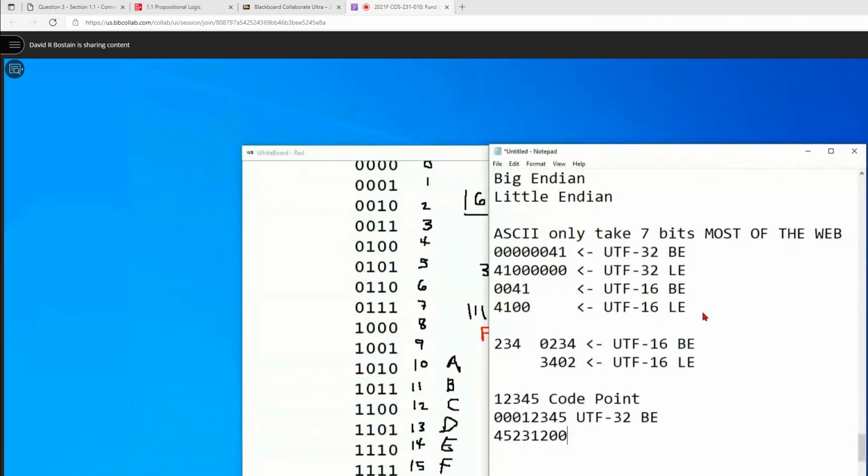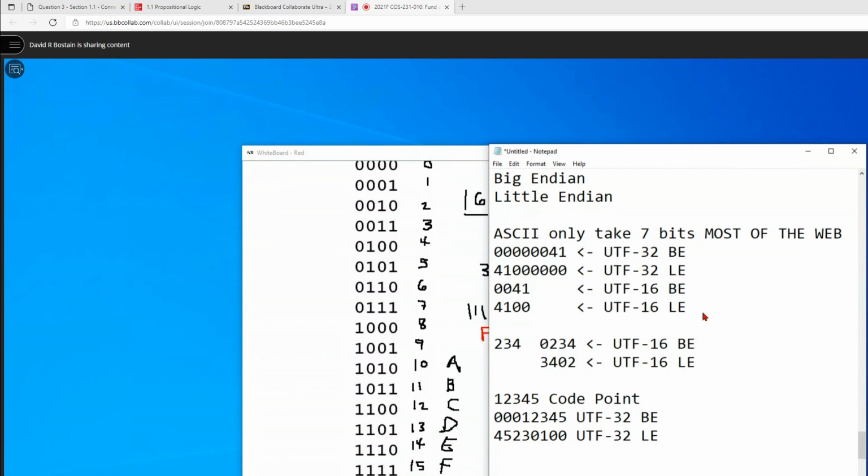I got something wrong there. 4, 5, 2, 3, 0, 1, 0, 0. So those are fairly straightforward. 16 is not. It won't fit.